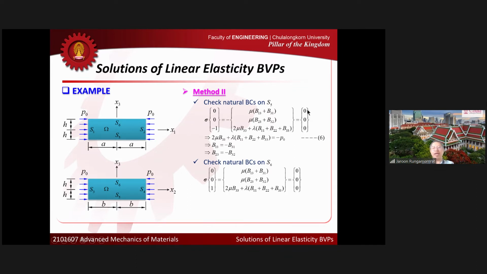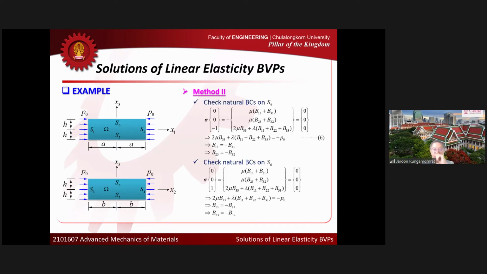Because the term on the right hand side is 0, you move this to the right hand side, and it will be exactly the same as this one. So I can conclude that the 3 conditions I got from the surface S6 are not new. When I enforce the boundary conditions at any point on the boundary of the 6 surfaces, I end up with 6 conditions on the constants B, right?